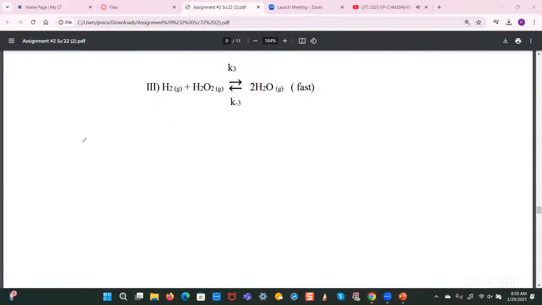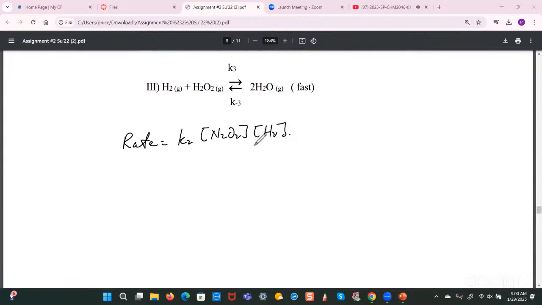Okay, so the first thing I would do is focus on the rate determining step, right? Now, based on the information provided in the 3-step process, the slowest step would be step number 2. So I would write down the rate law based on that because that would be the rate determining step. Based on that elementary step, rate would be equal to K2, that's the rate constant for that step, multiplied by the concentration of N2O2 times the concentration of H2, right? That would be the first thing I would write down.